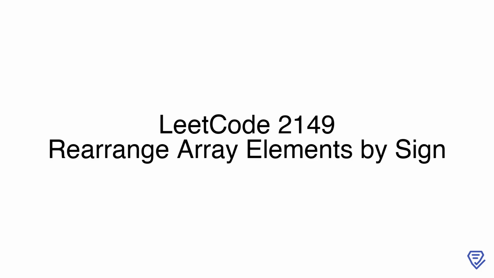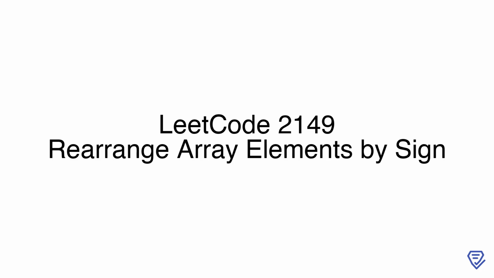In this session, we'll tackle LeetCode problem number 2149, rearrange array elements by sign. This is an interesting and practical problem that challenges us to rearrange an array so that positive and negative integers alternate, starting with a positive number. I'll guide you through the problem, the approach, and its implementation.